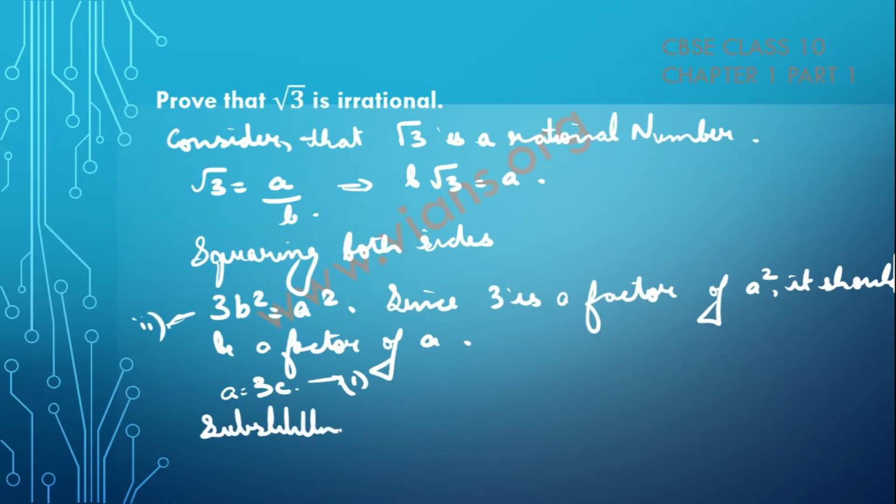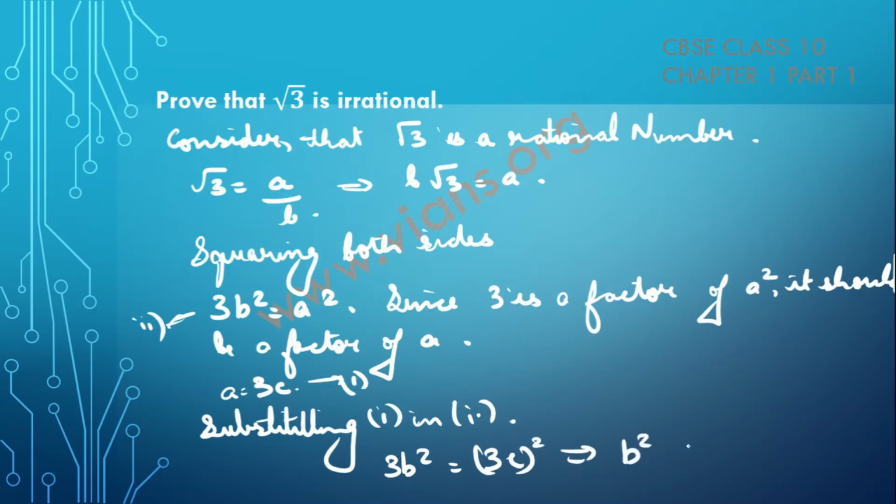Substituting, forgive my bad handwriting, a = 3c into the equation, what do we get? We get 3b square is equal to 3c whole square. That's b square is equal to 3c square, and therefore 3 has to be, if you see over here, I'll just move to the top because I don't have a lot of space, 3 is a factor of b square and b as well. True?